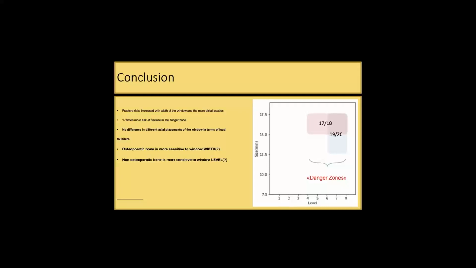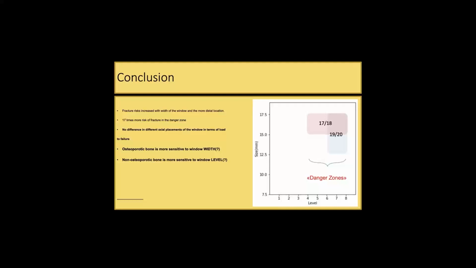So usually we would advise to stay above level 4, and we would advise to stay with a width equal to or below 12.5 millimeters. In terms of axial placements, there were no differences between doing the bone window in the posterolateral position, anterolateral, or direct lateral position. The decrease in the fracture load didn't differ for rotational and axial loading models.